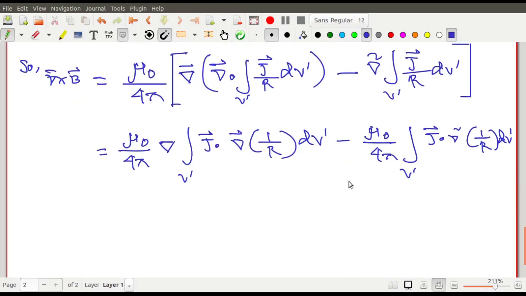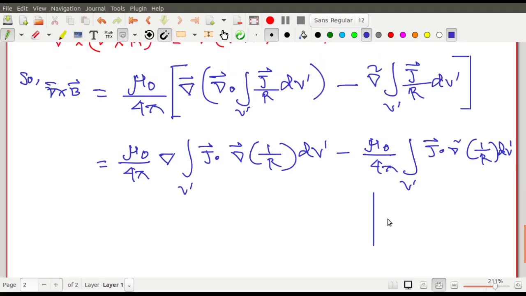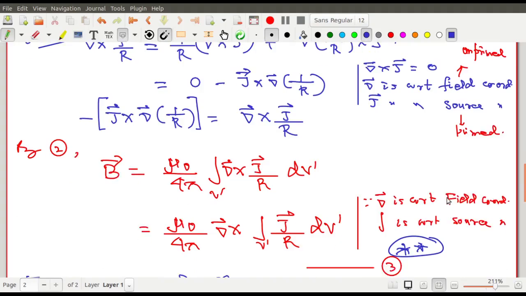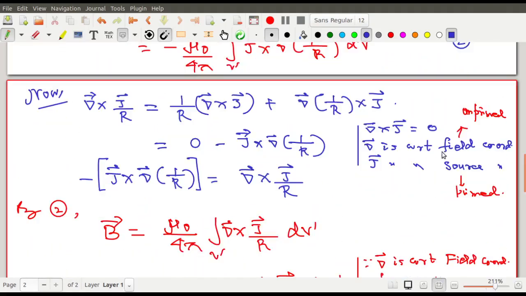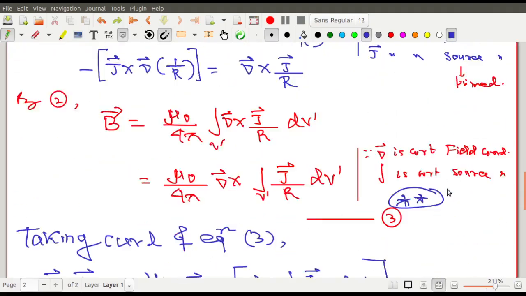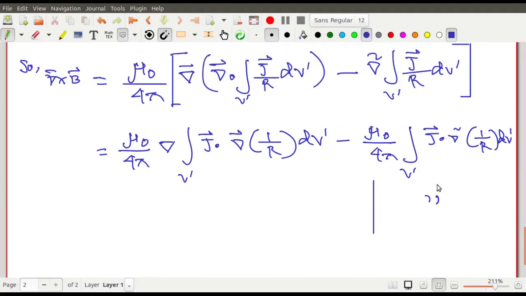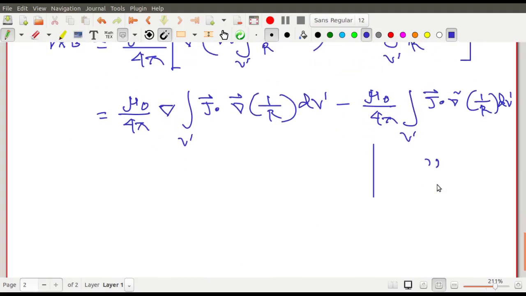You may just copy this, make a mark here, and copy this part. Divergence is with respect to field and J is a function of source coordinates. Just copy it over here. So it's clear to you? Is this part understood? Okay, one of the important issues has been solved.